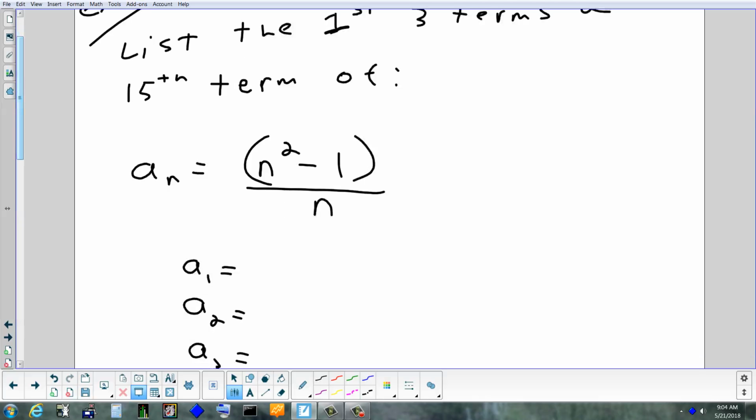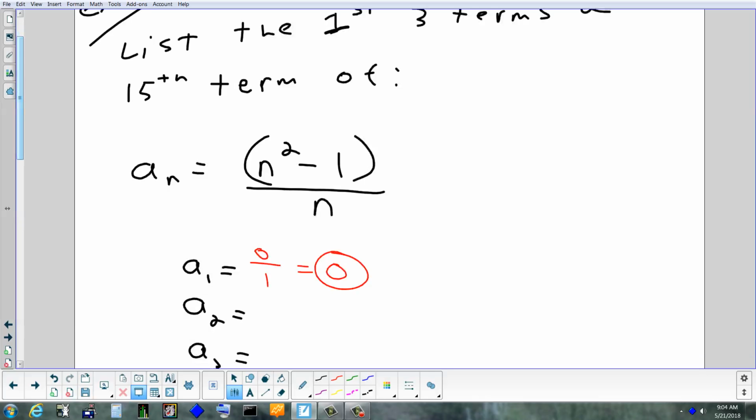Shauna, if I plug in 1 for n, what do I get in the numerator? 0. Yeah, I get 0. It doesn't even really matter what's in the denominator. And I get the first term in this sequence is 0.